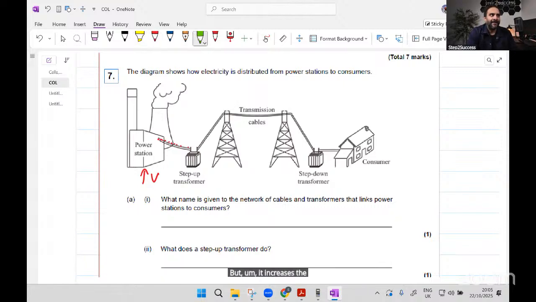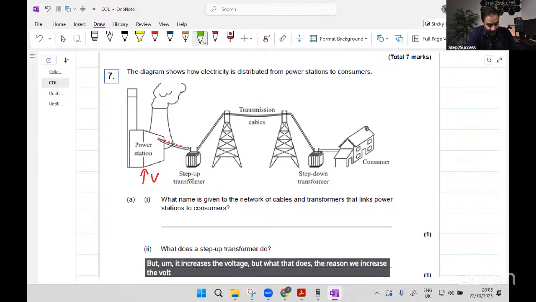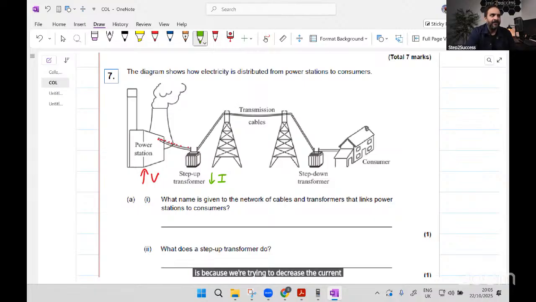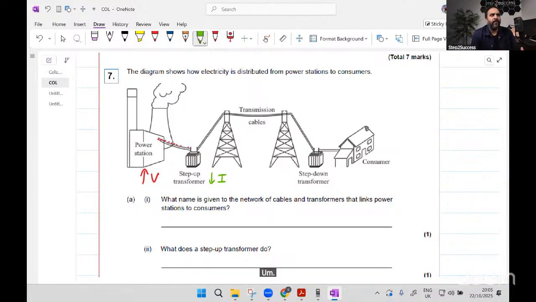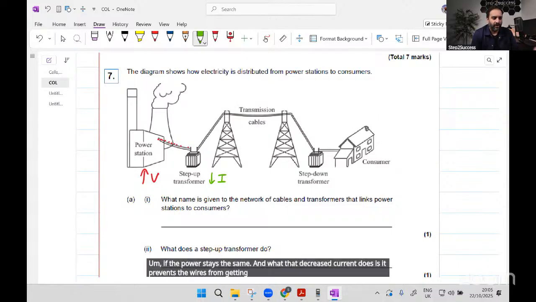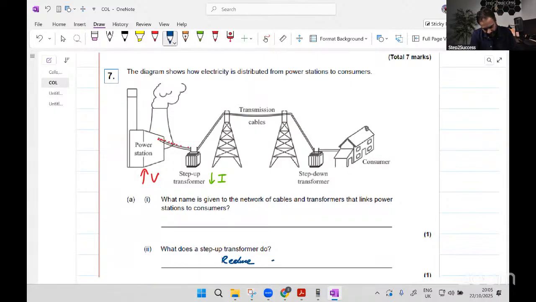But what that does, the reason we increase the voltage, step up the voltage, is because we're trying to decrease the current. If you increase the voltage, you decrease the current, if the power stays the same. And what that decreased current does is it prevents the wires from getting too hot. So the best answer is to reduce the current, in answer to that question.